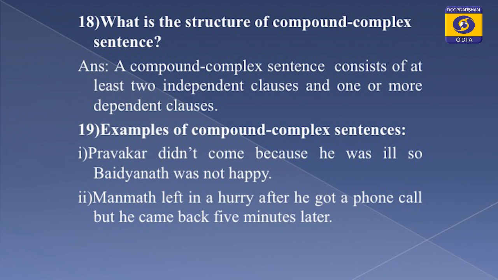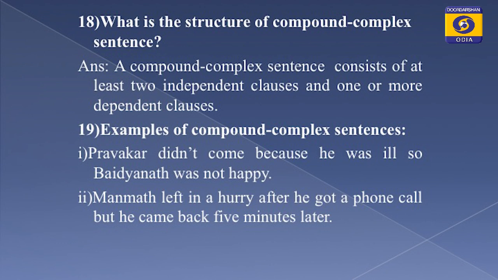Take some examples. Prabhakar did not come because he was ill, so Baidyanath was not happy. Here you see, "Prabhakar did not come" is one independent clause. "Baidyanath was not happy" is another independent clause. But there is one dependent clause, "because he was ill." So this is called a compound complex sentence.